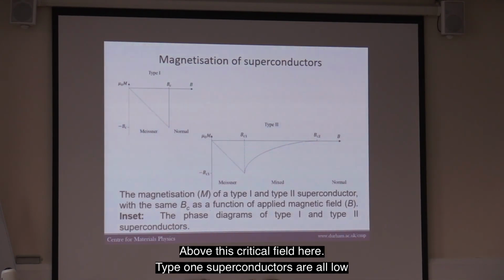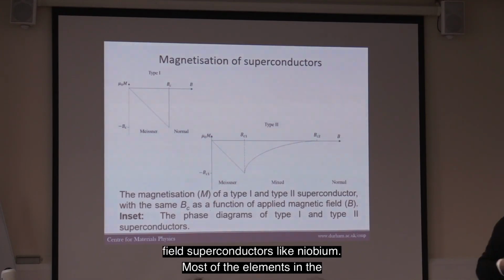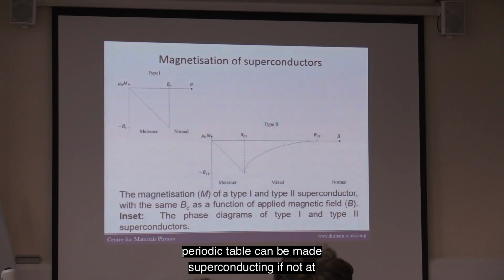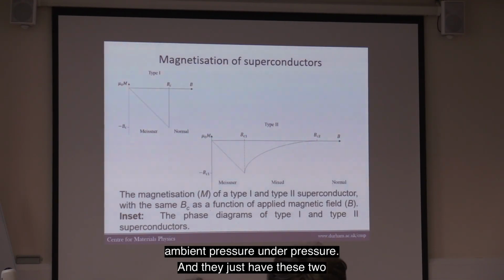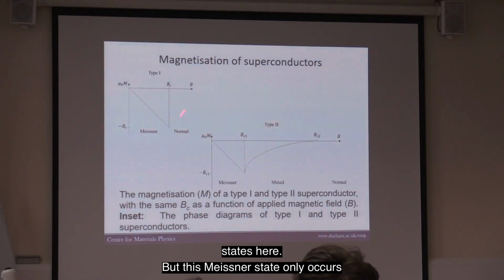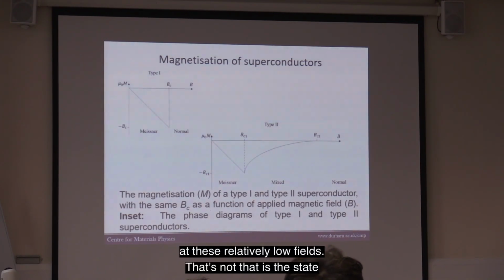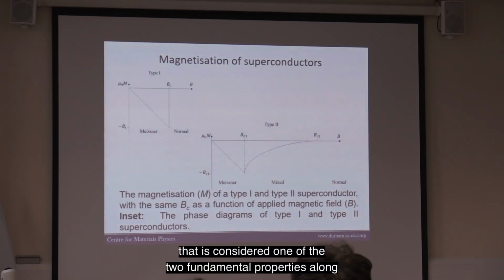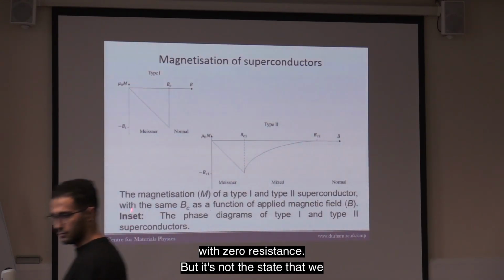Type 1 superconductors are all low-field superconductors like niobium. Most of the elements in the periodic table can be made superconducting, if not at ambient pressure, under pressure. And they just have these two states here. But this Meissner state only occurs at these relatively low fields. That is the state that is considered one of the two fundamental properties, along with zero resistance.